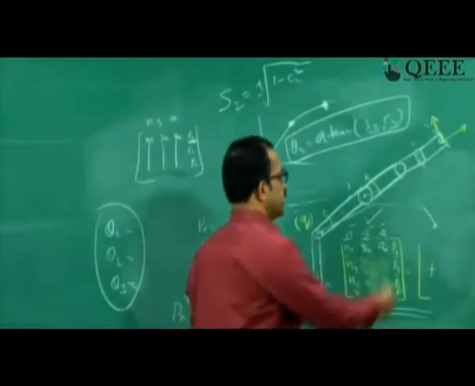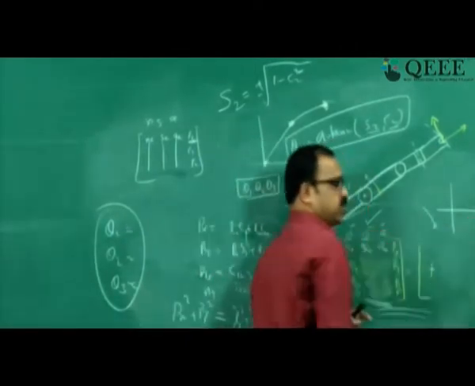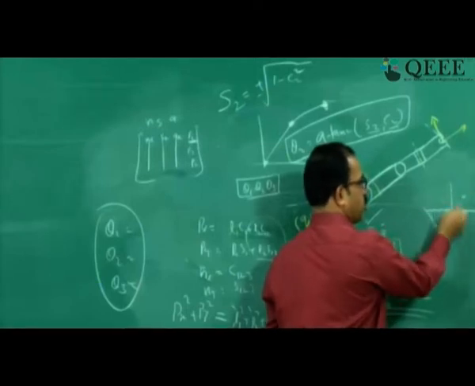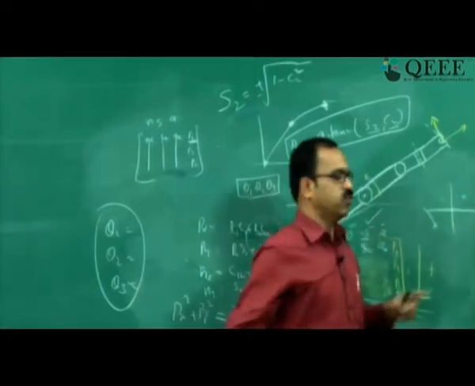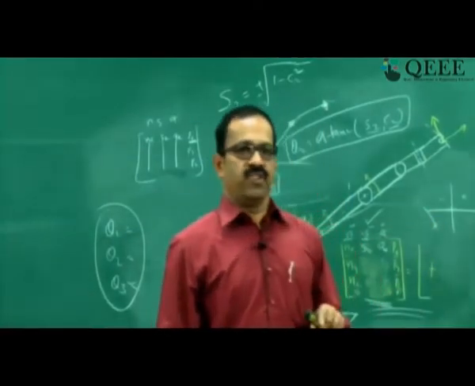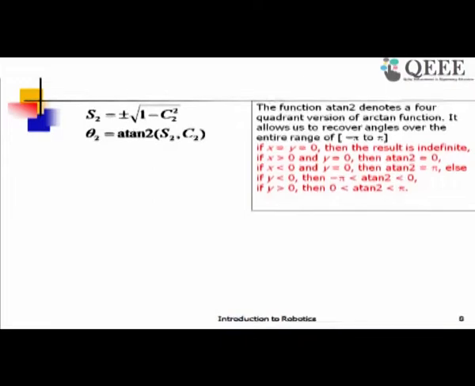So you will be able to get where the actual angle lies, whether it is in the 0 to pi range, or it lies in this quadrant. So that is basically the atan2 function. So we use this atan2 function to get the solution for theta 2. So that is the first step, theta 2 obtained. We need to get theta 1 and theta 3 identified.